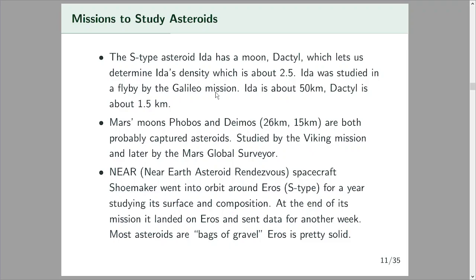Ida in that picture is about 50 kilometers. Dactyl is another one. It's not in there. It's about 1.5 kilometers. Mars has 2 moons, Phobos and Deimos, that are about 15 miles and 8 miles in diameter. Both are probably captured asteroids. That's a really rare thing.